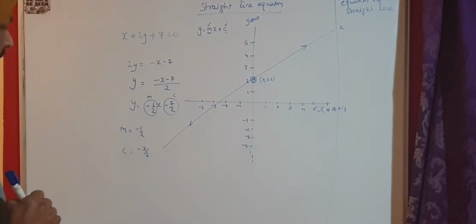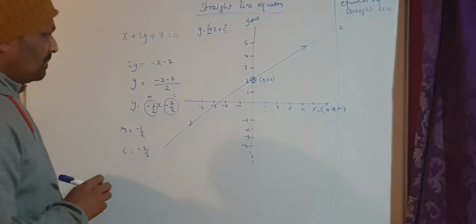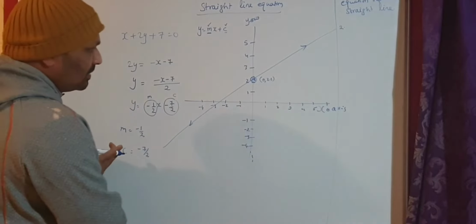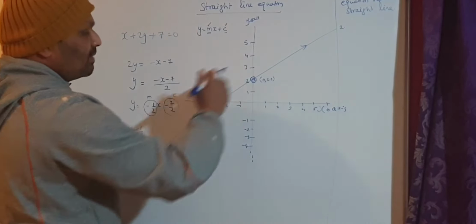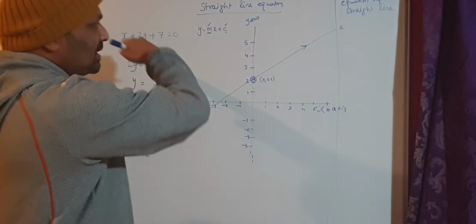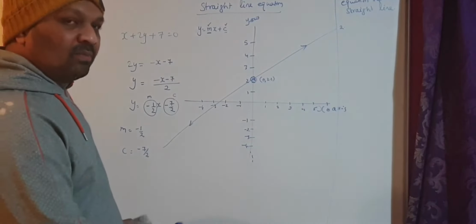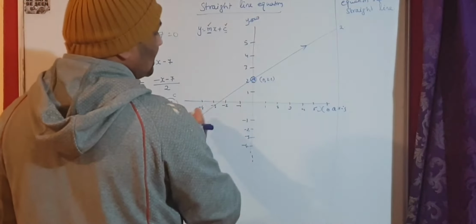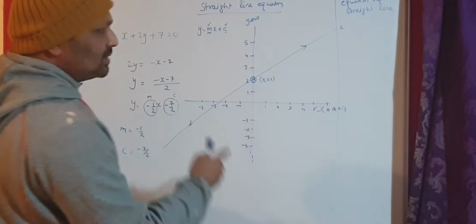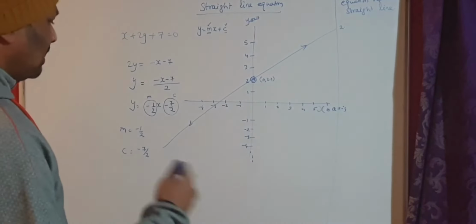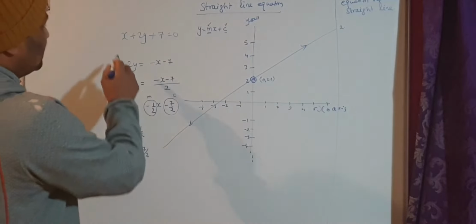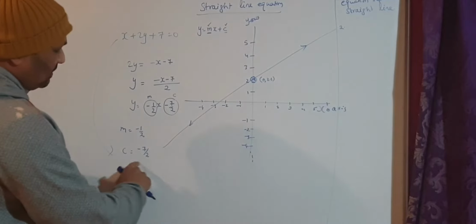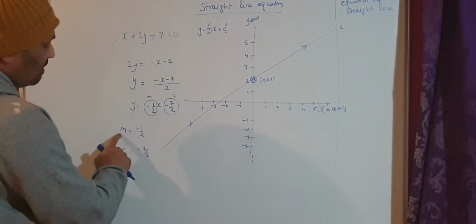The slope represents whether the line is rising as it moves from left to right, or whether it is falling when moving from left to right. In this case, the line is rising when moving from left to right, so this is going to have a positive slope, which I'll talk about in a little while. But given this equation, we found the slope and the y-intercept.